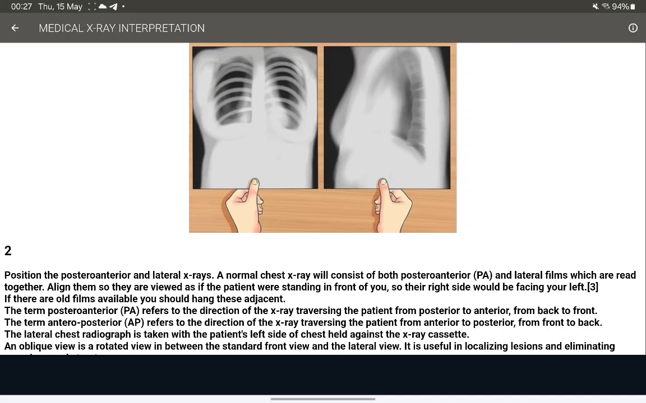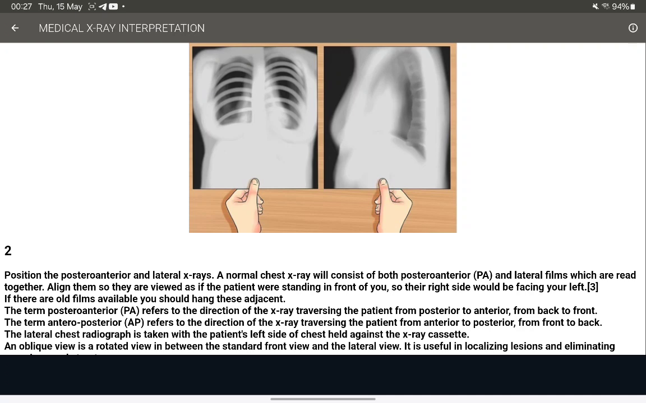The lateral chest radiograph is taken with the patient's left side of the chest held against the X-ray cassette. So, in a lateral chest radiograph, this is important: the patient's left side of the chest is against the X-ray cassette or the film. So always the X-ray beam cuts the patient from his right side toward his left side in a lateral chest radiograph.